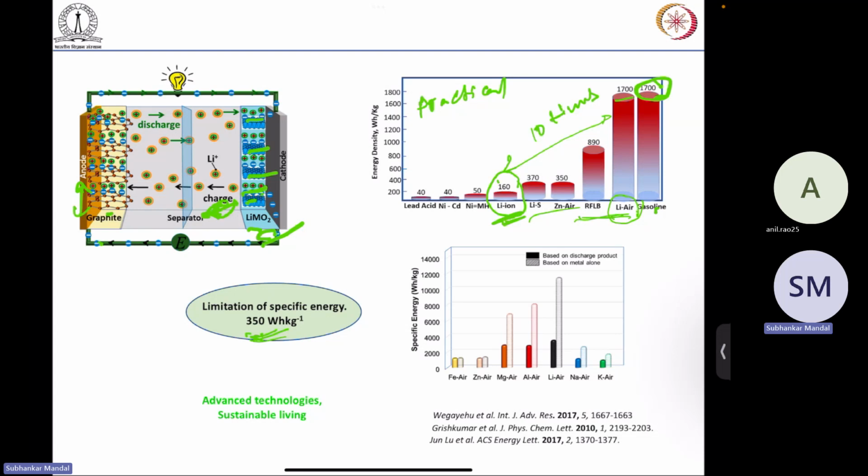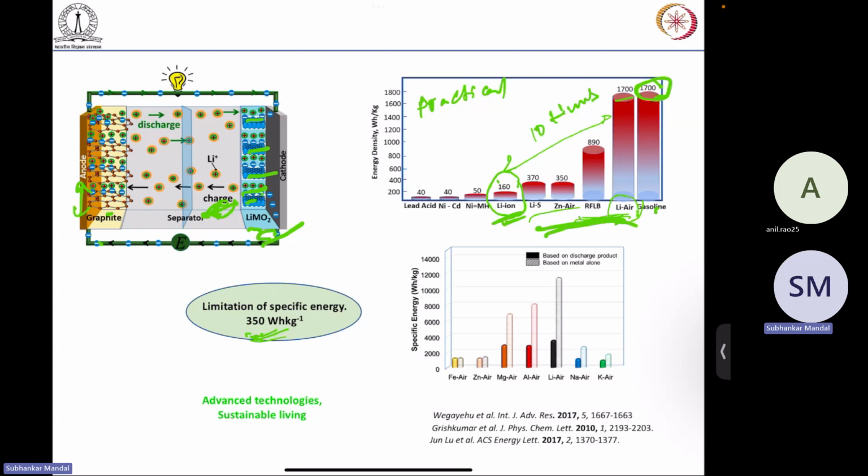You can see in a Tesla car the battery is kept along the whole base, so the weight of the car is high, and the mileage of the car will be decreased. But if you use the metal air battery, the weight of the battery will be low, so the mileage of the car will be high. That is one of the key points to study in next generation batteries.